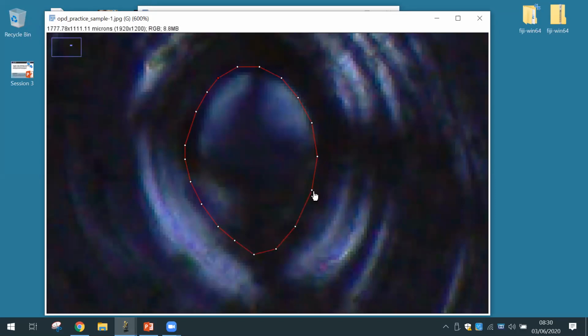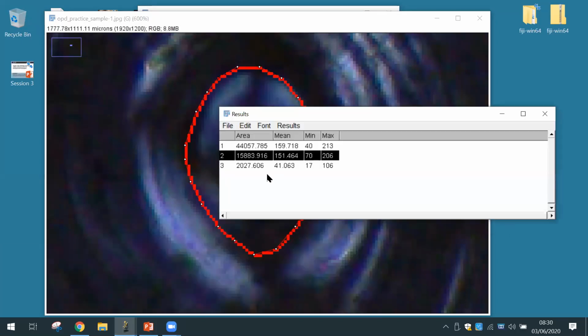I think I'll just do these: draw, measure. And in our data, we're getting 2,027. So that's also actually pretty average. Most of the samples I've ever worked with are typically just over 2,000.